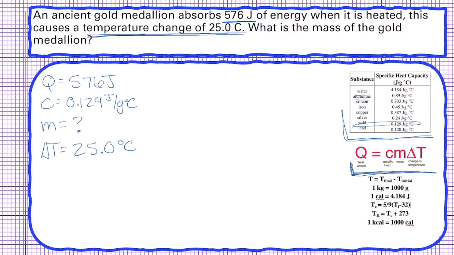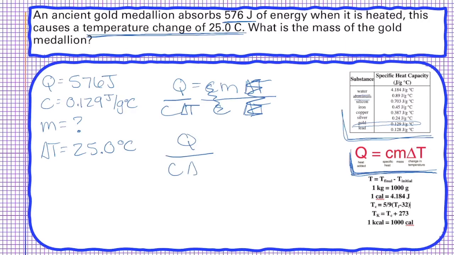The next step is to take this equation and rearrange it so that we can solve for our unknown value. We want to get our unknown variable isolated on one side of our equation. So I'm going to go ahead and rewrite this: Q equals C m delta T. What I need to do is divide both sides by C to cancel C out, and then divide both sides by delta T to cancel that out. And so my new equation is going to be Q divided by C and delta T equals the mass.